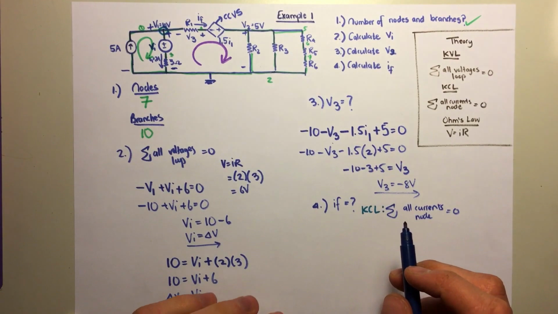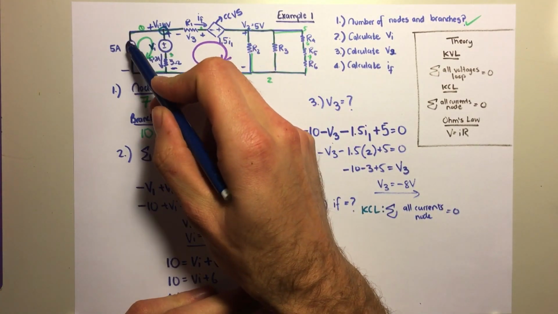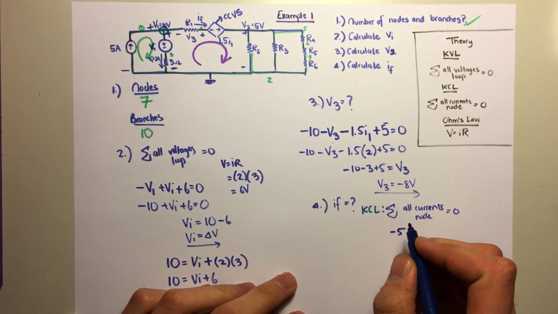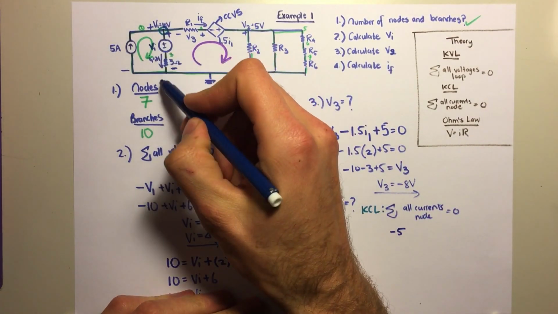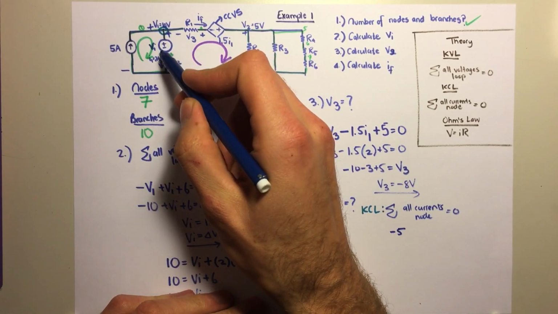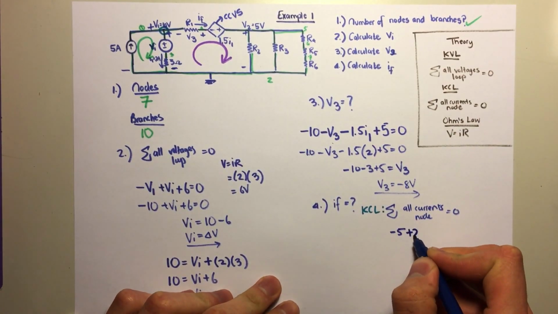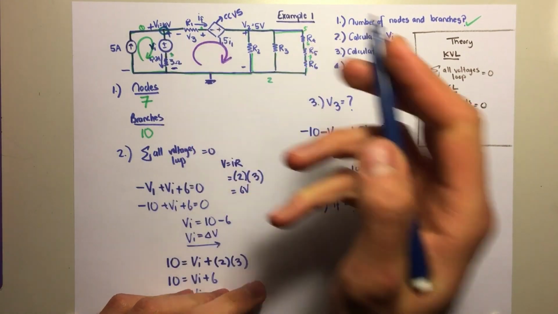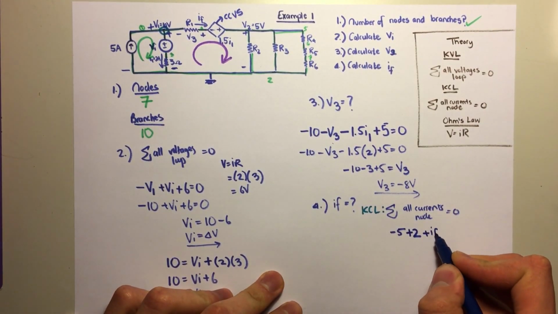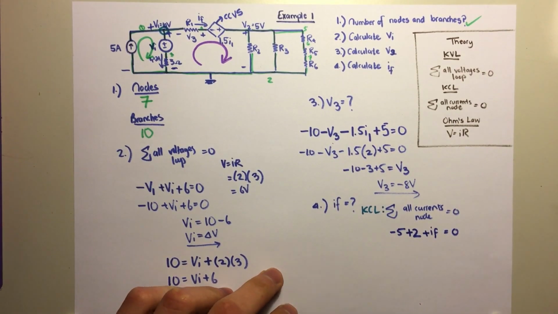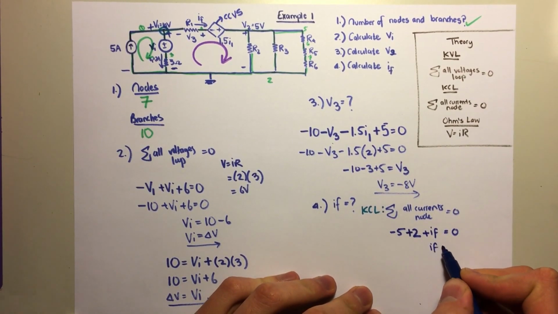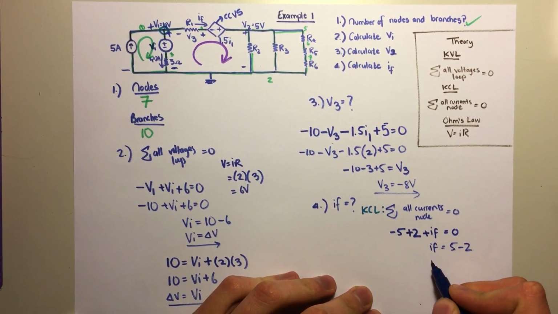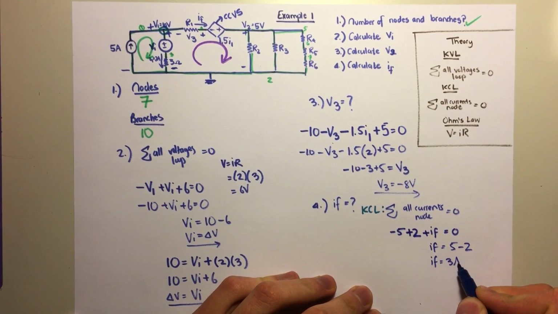Okay, so that would mean that into this node we have 5 amperes, so that would be minus 5 amperes. 2 amperes is going out of this node, so therefore plus 2. And then IF is also leaving this node, so we say plus IF equals 0. And then it's simple to solve for IF. We just say 5, take the 5 over, minus the 2, take it over, and IF therefore equals 3 amperes.